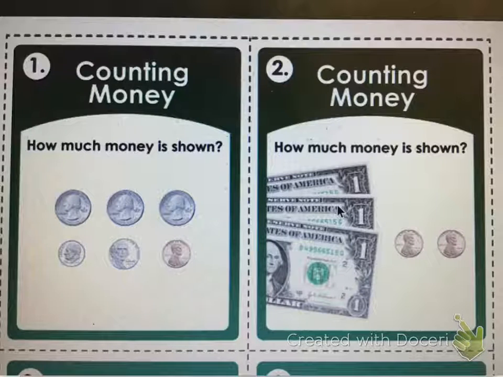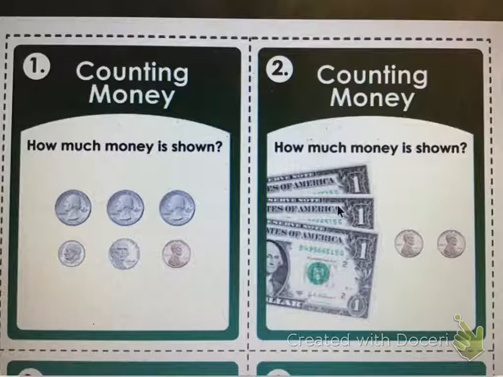Hi everybody, it's Thursday, September 3rd, and today's lesson is still continuing talking about counting money, except today we're going to not only count coins, but we're also going to add bills to our amounts. And I'm going to show you how we write an amount of money using the dollars and cents notation that we talked about earlier in the week.